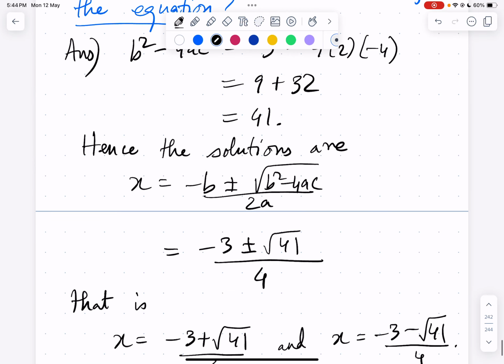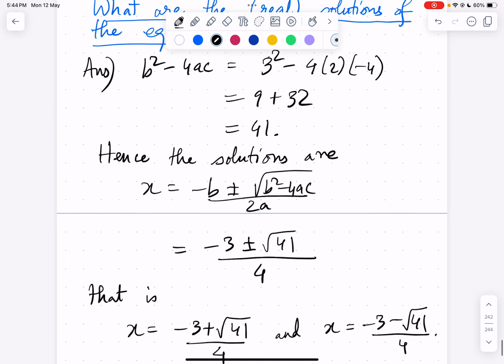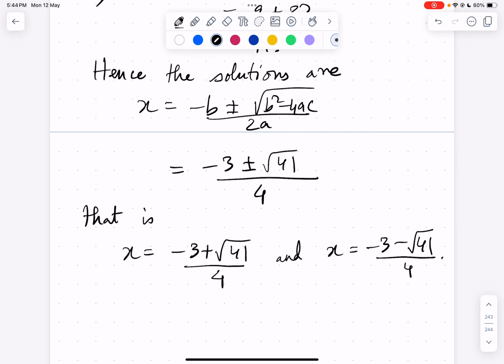So these are two straightforward examples. So that's all for this part. See you in the next part.